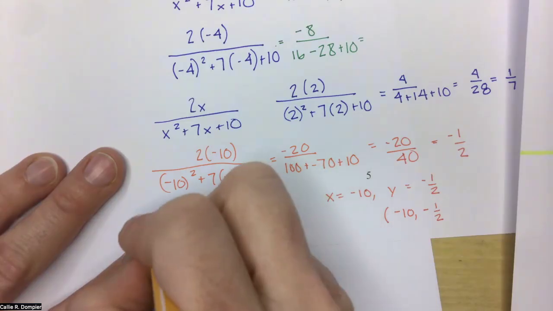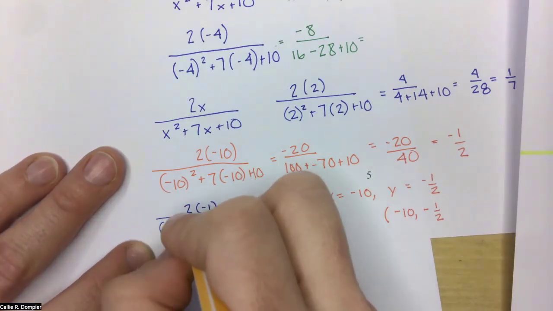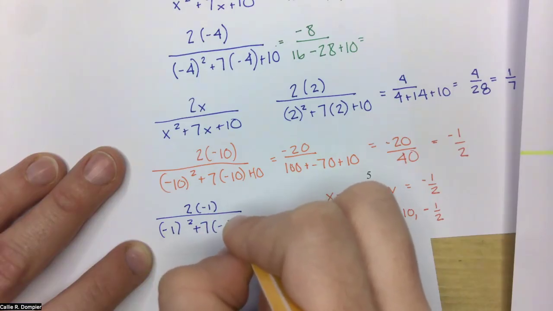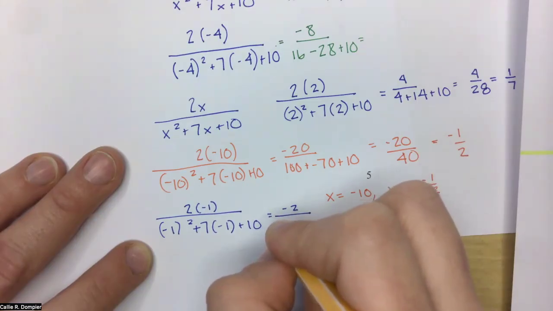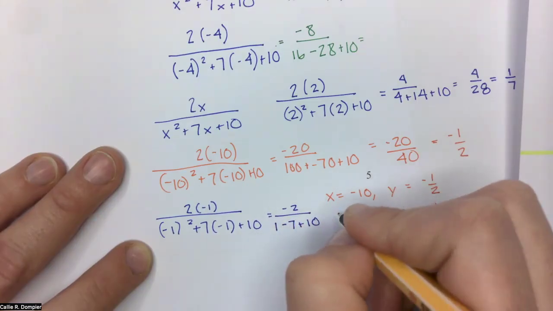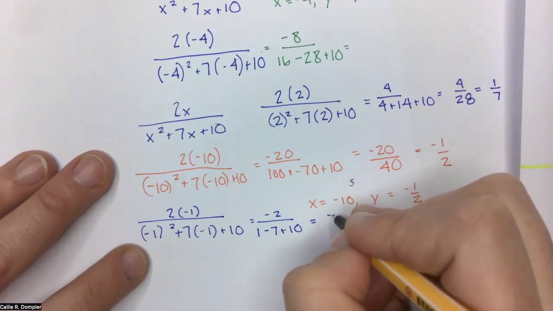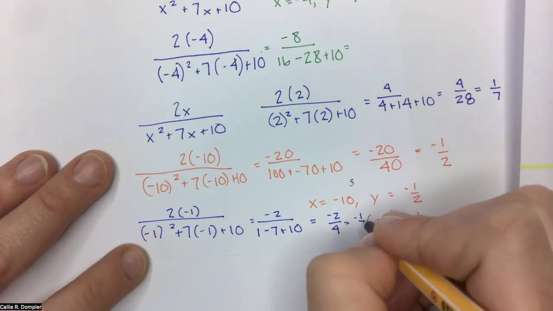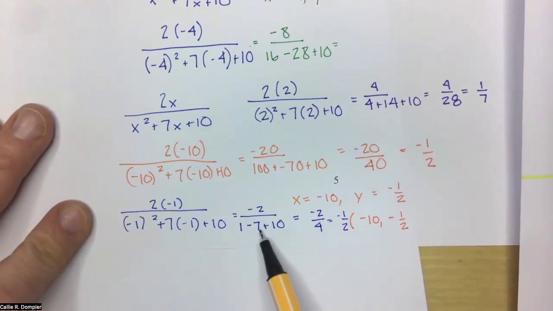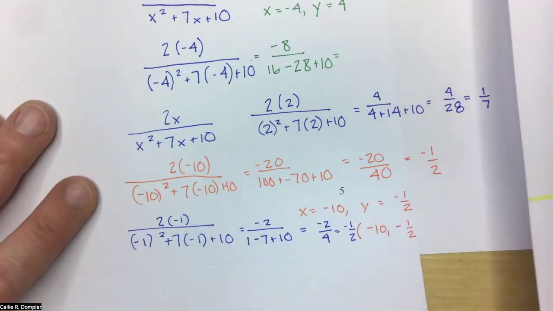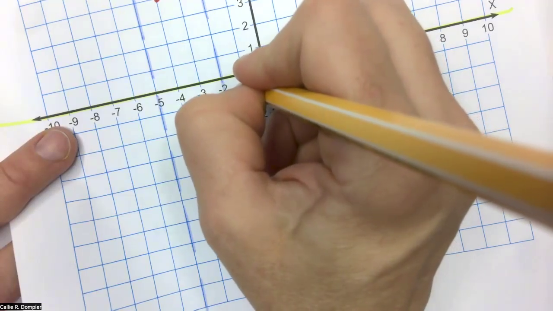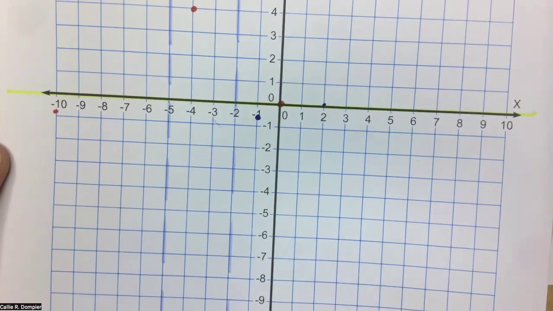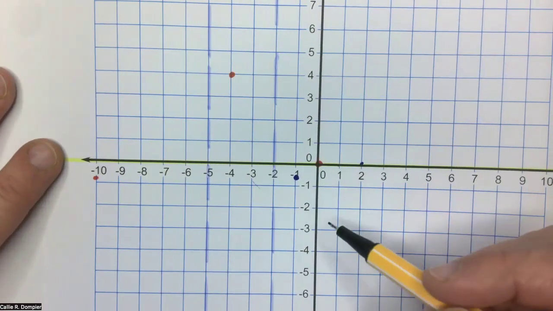2 times negative 1 divided by negative 1 squared plus 7 times negative 1 plus 10. Negative 2 over 1 minus 7 plus 10. Negative 2 over 4 is negative 1/2. So when x is negative 1, y is negative 1/2. So that'll be that point. Good. So I think I've got a pretty good idea, right?